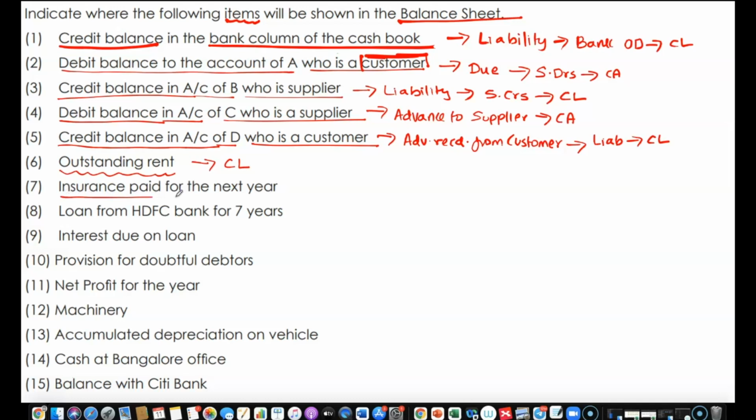Next, insurance paid for the next year. So a portion of insurance is paid for the next year.